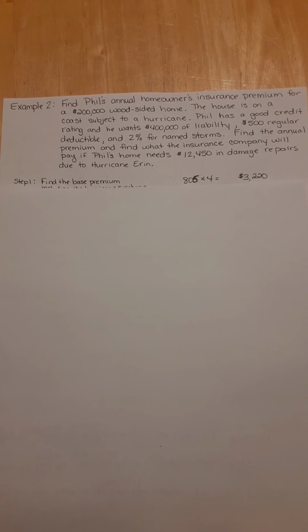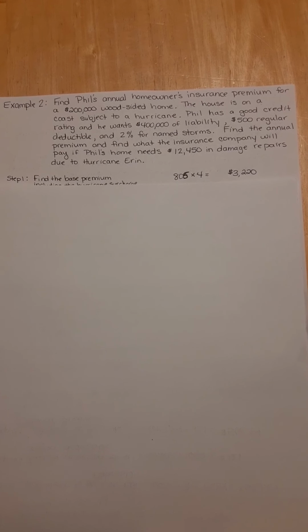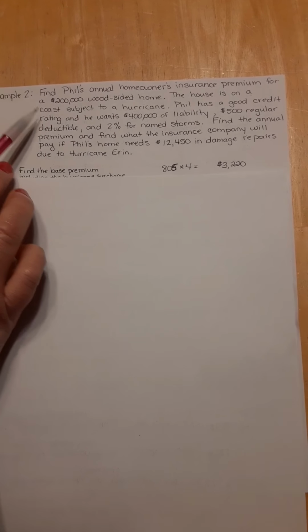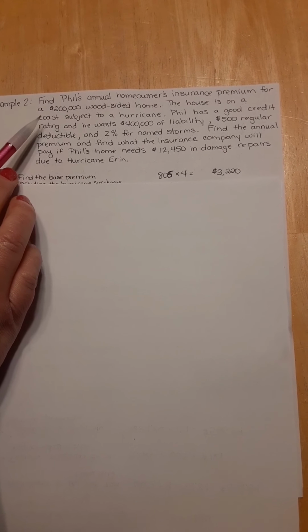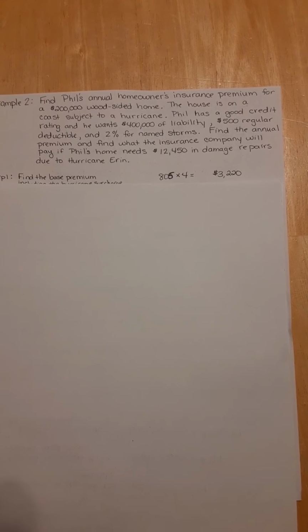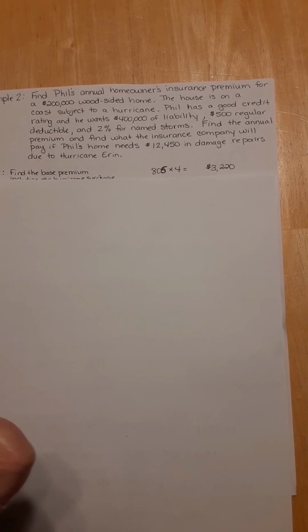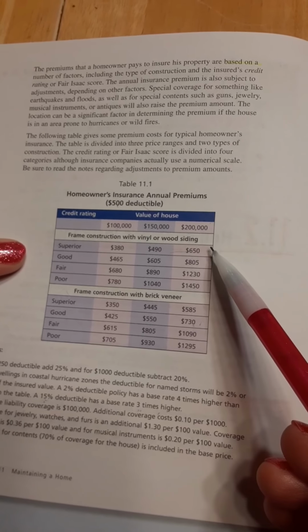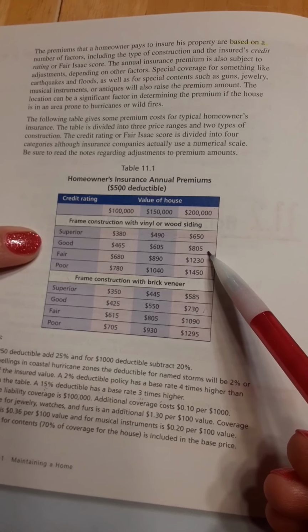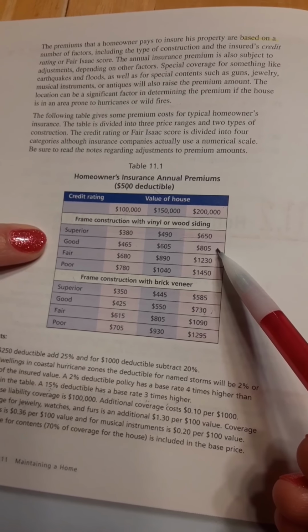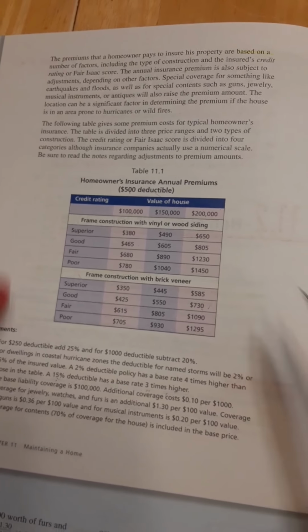Okay, so let's work our way through it. The very first thing that we need to do is find our base premium. So we have to go to our chart again. We know we have a $200,000 wood-sided home. And the next thing I need to know is what kind of credit rating he has, and it says he has good credit. So I go to my chart over here. Here's my $200,000 house. It's wood-sided, and I go down to where it says good, and this is $805. So that's my base premium.